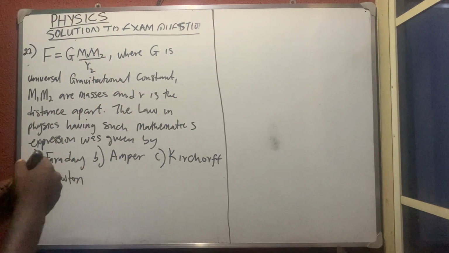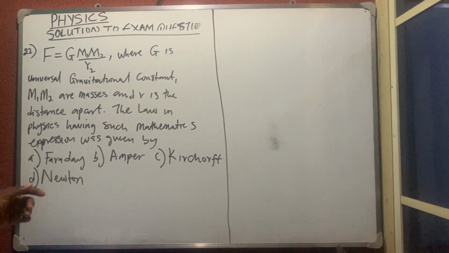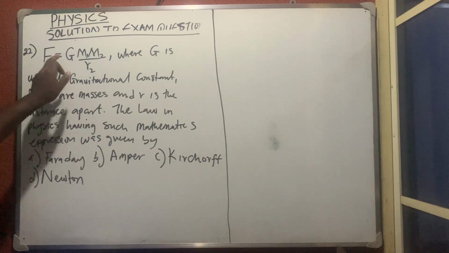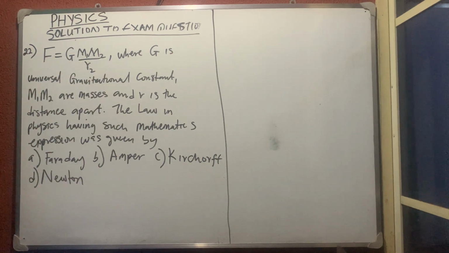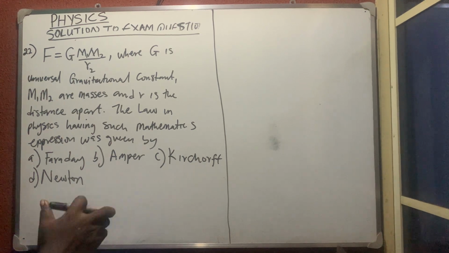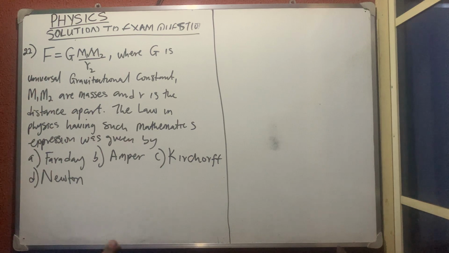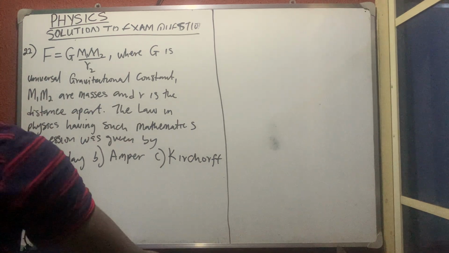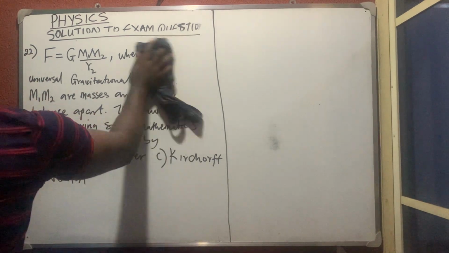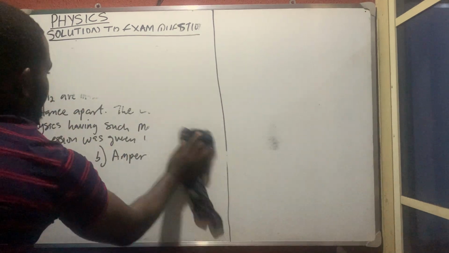Okay, so let's continue from where we stopped. They said F is equal to this, where G is what? Universal gravitational constant, M1 and M2 are masses, and R is their distance apart. The law in physics having such mathematical expression was given by Newton. Okay, this is Newton, so the answer is Newton. Very simple. So let's move to the next question.